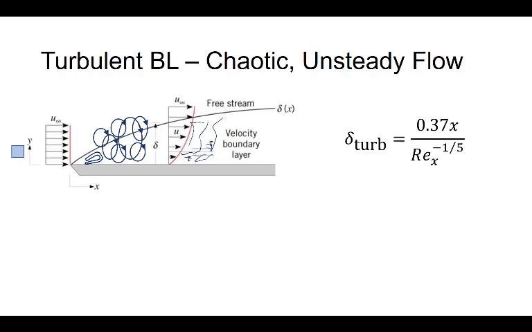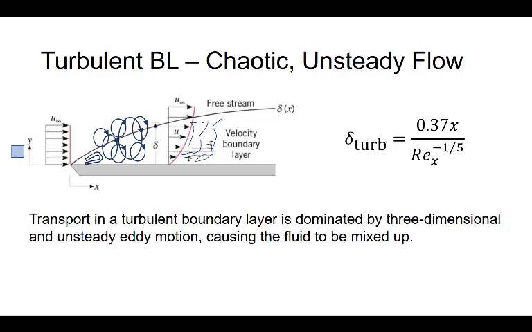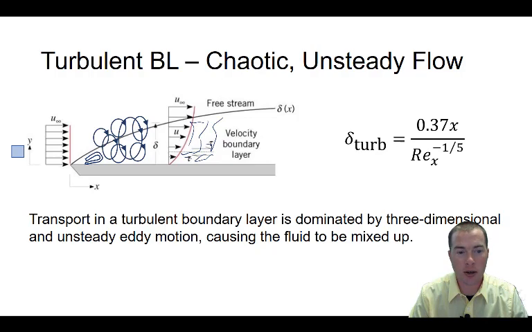After time in the boundary layer, the organization of the fluid particles will be completely indistinguishable, as the fluid particles in the original square are mixed over the boundary layer. This mixing is what is characteristic of turbulent flow. Transport in a turbulent boundary layer is dominated by three-dimensional and unsteady eddy motion, causing the fluid to be mixed up. While there is no exact way to calculate the thickness of a turbulent boundary layer, many experiments have shown that a reasonable approximation is given by the equation here.